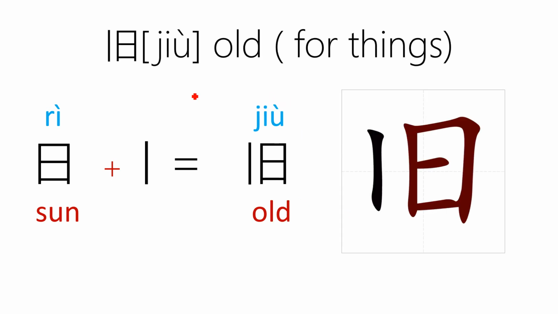旧 means old, but only for things. If you say old people, you say 老, but 旧 means old things. So we have 日, and then we have just a vertical line. Then you put them together, it means old. So I don't really know the logic here. You just put a line next to 日, it means old.